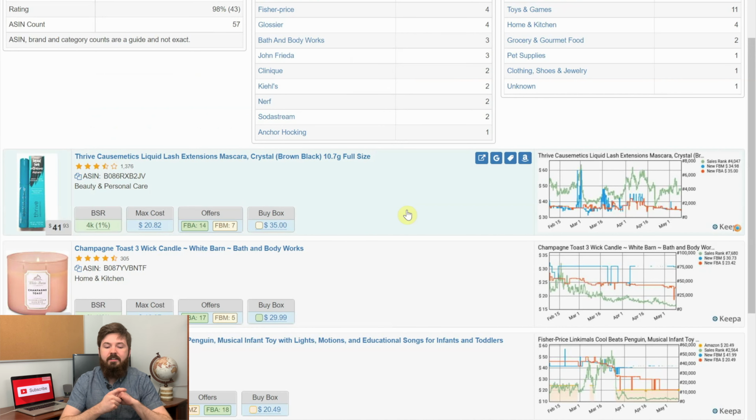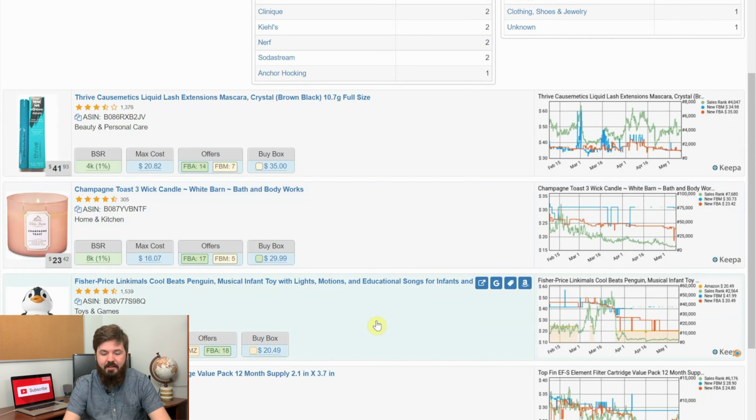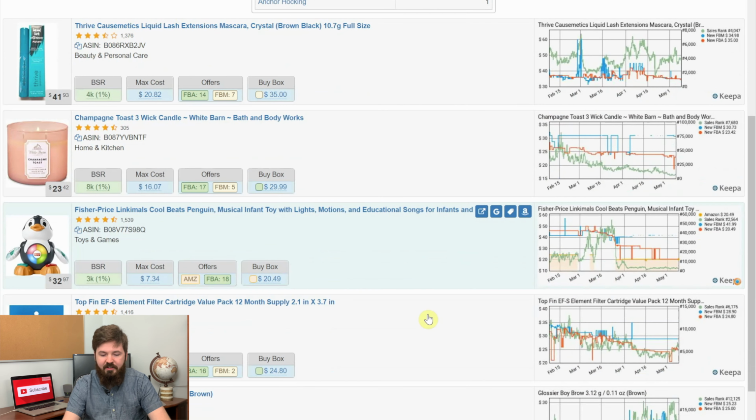And you want to go through these listings and just look for this type of thing. So this first item here, I couldn't find for under $20 with a quick search. This item here is from Bath and Body Works. I don't know if you could buy this on their website or if you have to buy it in their store. This one is being sold by Amazon, so you may not necessarily want to buy it.